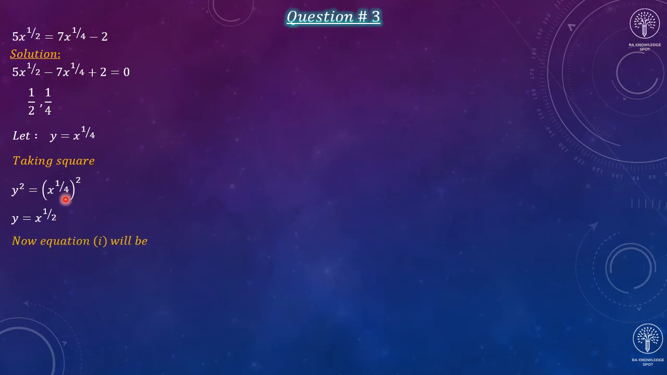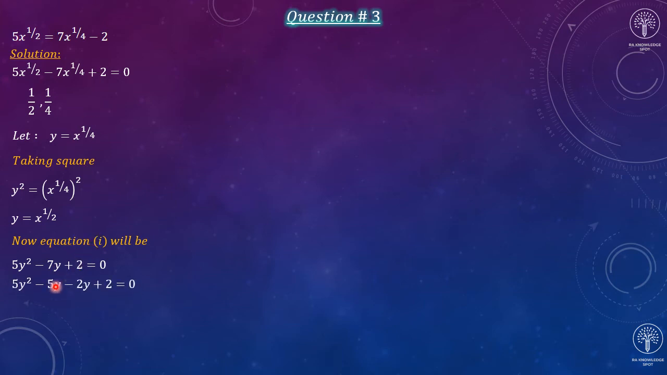Now this is the main equation of the question. I never labeled it as equation 1, but this is actually the main equation. As you know, x power 1 by 4 is equal to y, and x power 1 by 2 is equal to y square. After substituting, the 5 is as it is, and x power 1 by 2 becomes y squared, minus 7 is as it is, and x power 1 by 4 is replaced with y. Plus 2 will be as it is.